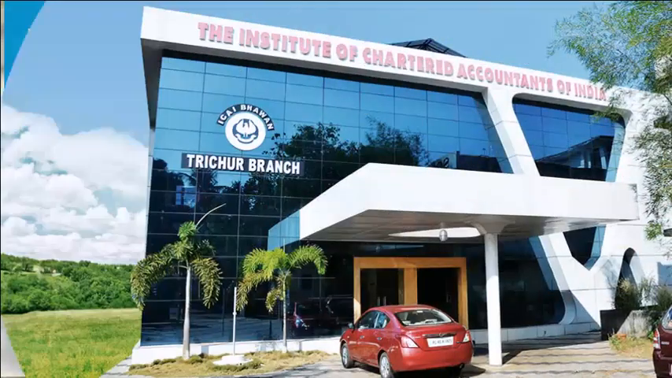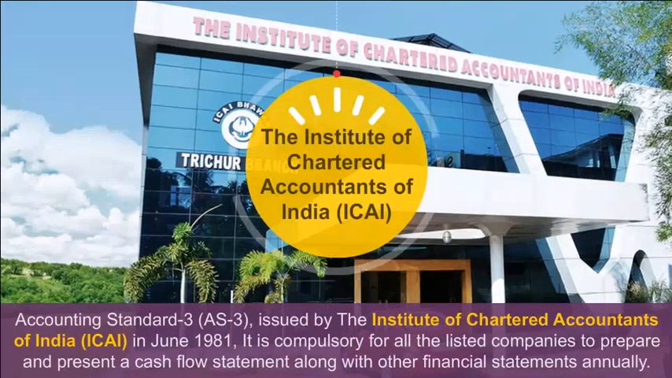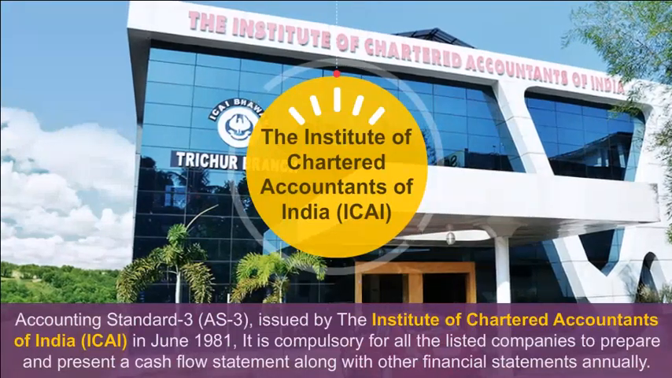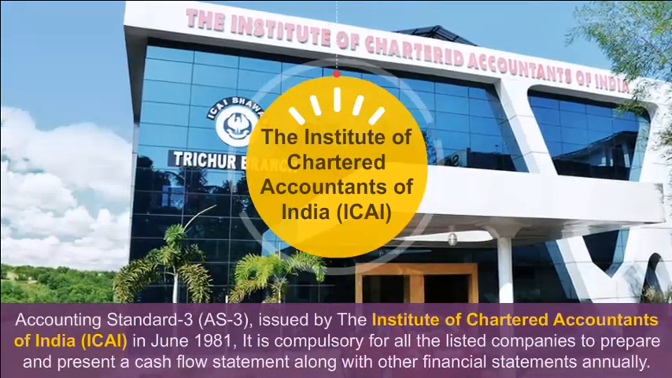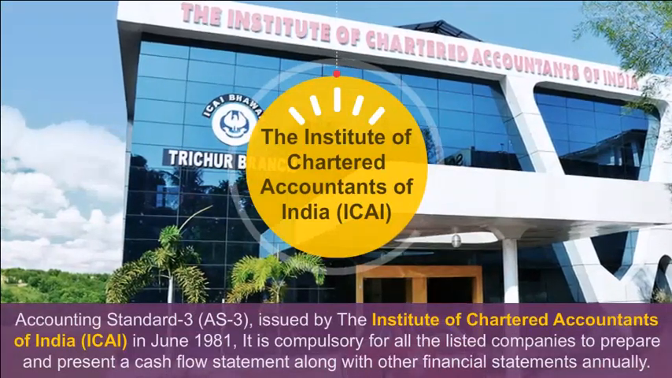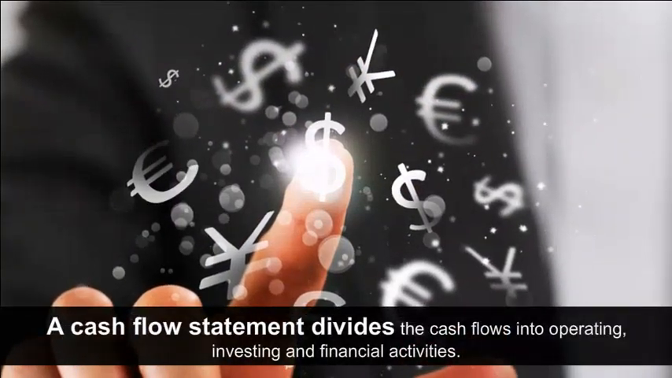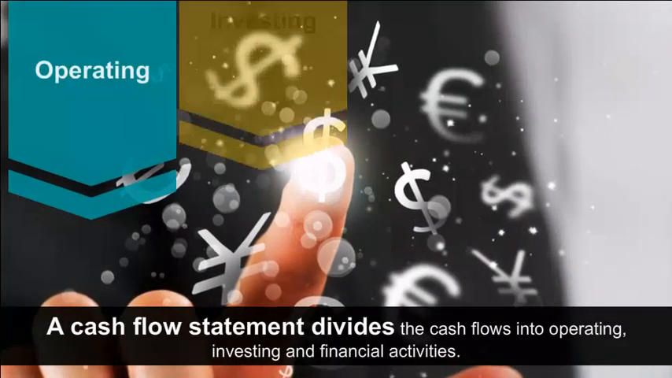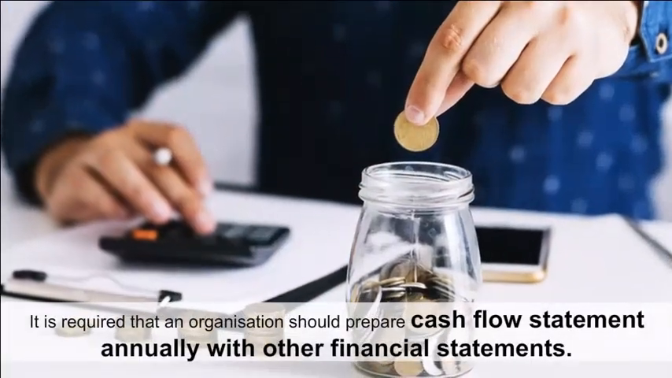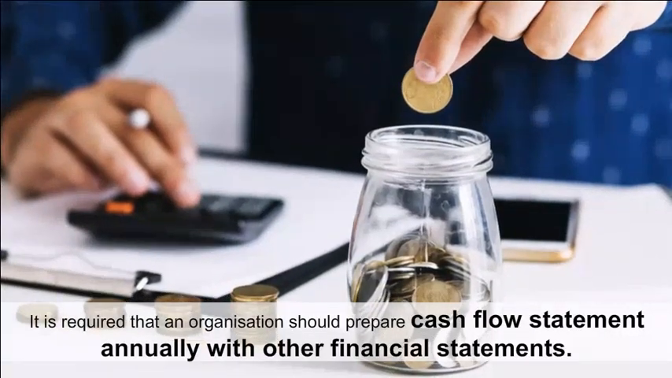Accounting Standard 3, AS 3, was issued by the Institute of Chartered Accountants of India, ICAI, in June 1981. It is compulsory for all listed companies to prepare and present a cash flow statement along with other financial statements annually. A cash flow statement divides the cash flows into operating, investing, and financing activities. It is required that an organization should prepare a cash flow statement annually with other financial statements.